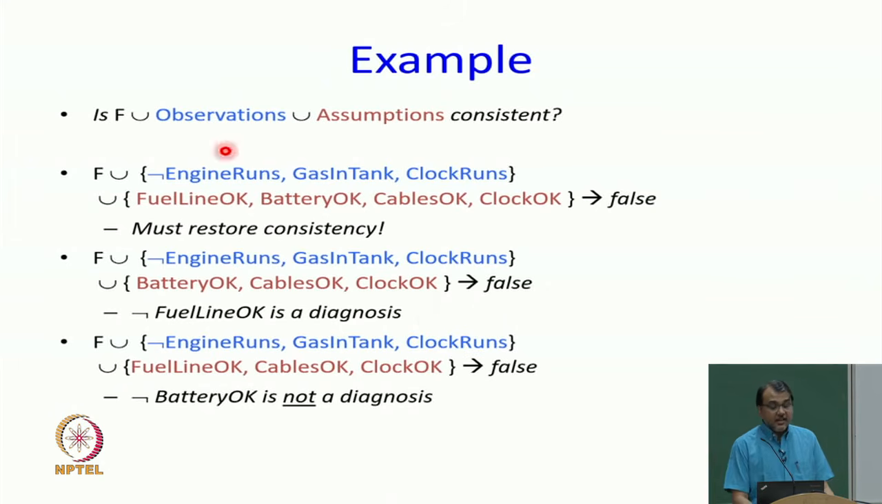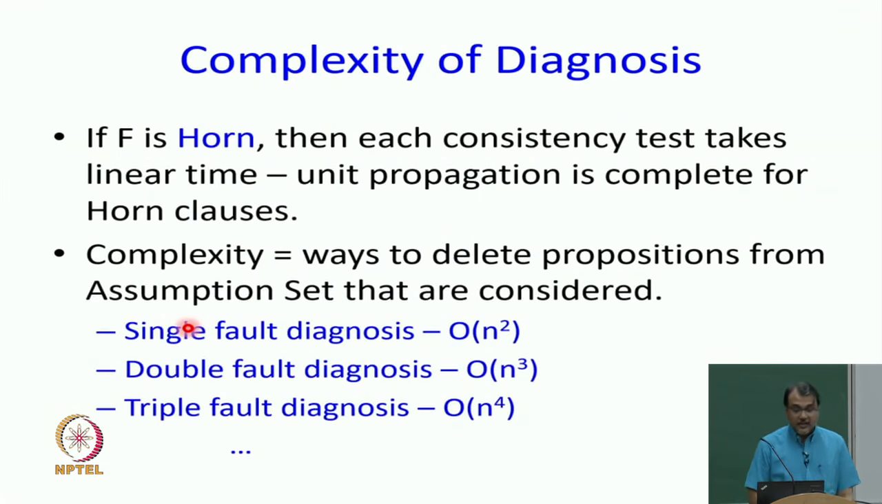So in the first case, this becomes true because fuel line not okay can be a possible reason for why the engine is not running, so it is a diagnosis. In the other case, battery not okay does not lead me to the engine not running, so that is not a diagnosis, right? And so typically, if F is a Horn clause, then the consistency test takes linear time. Remember, Horn clause inference is linear time. So if you only remove one assumption at a time, then the total time taken is order n square.